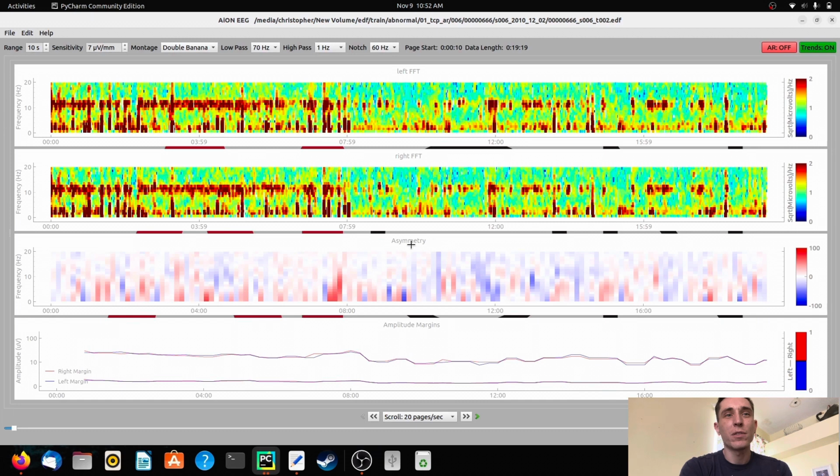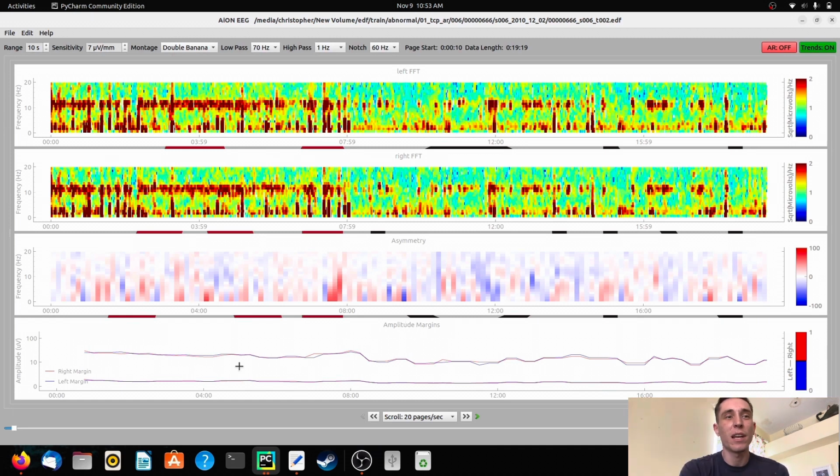Now, on the asymmetry side, you're seeing little light splotches of red and blue, which essentially means it's symmetric. If you're seeing dark colors and it's just one color continuously throughout the whole thing, then there might be some asymmetry here. But you can see the right side of the brain and the left side of the brain look pretty much symmetric.